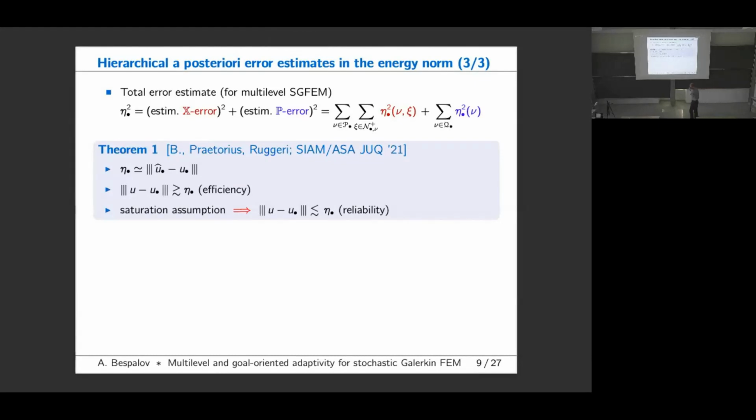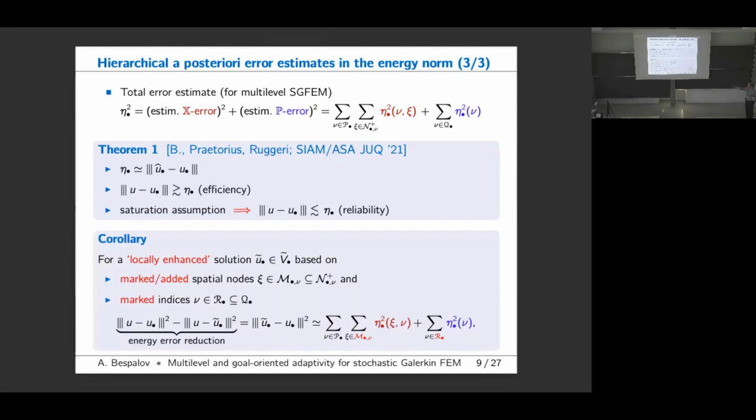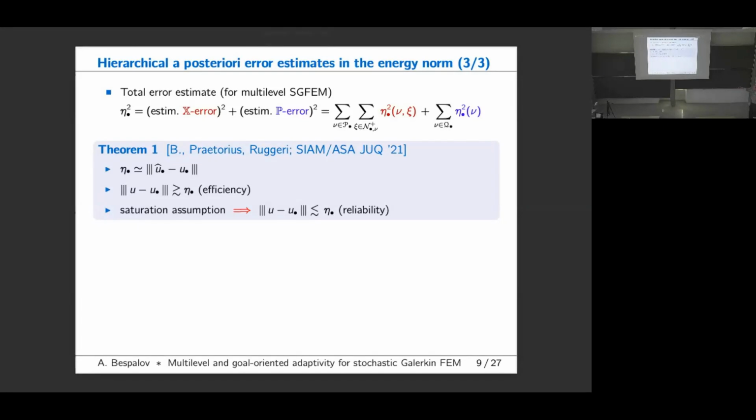And this is the first result. First of all, the uniform refinement in space and in parameter domain is proportional to this error estimate under no assumption, basically. This is the key point. Without any assumption, and without explicitly computing U hat, we get a reliable and efficient bound for the difference between the enhanced solution and the current solution.